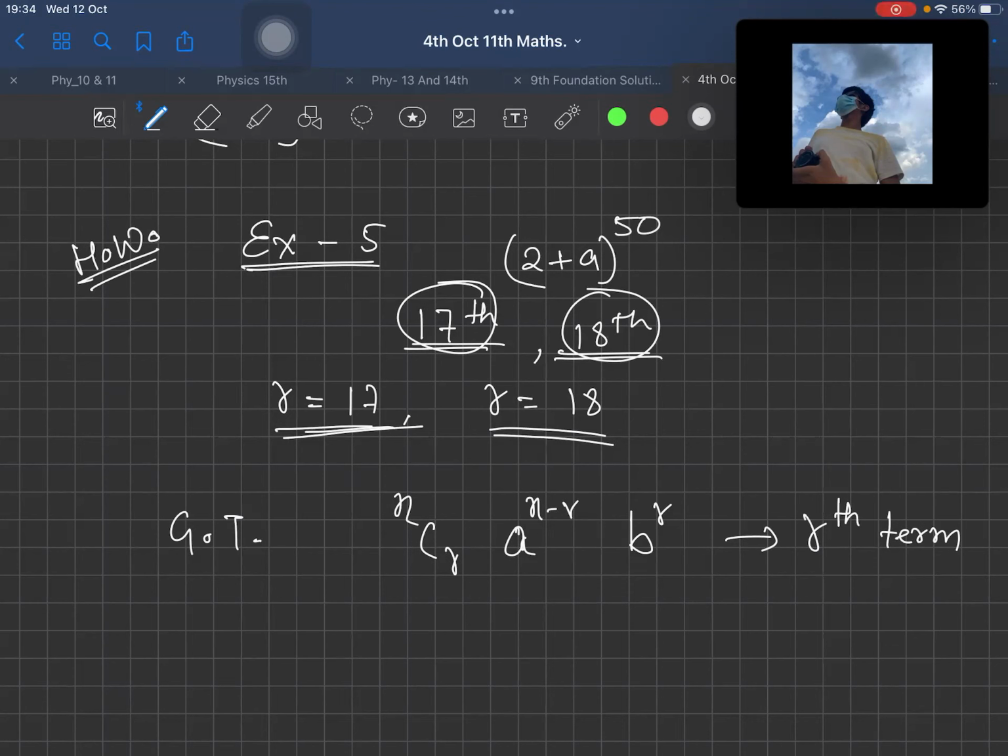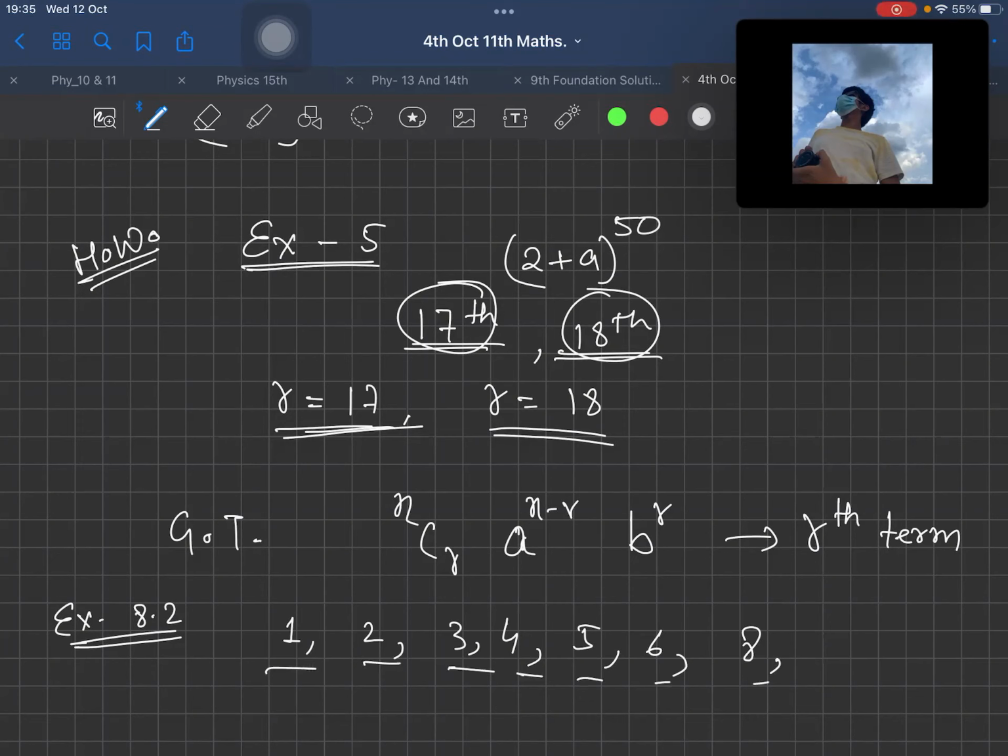Yes, example 5. And in exercise 8.2, do question numbers 1, 2, 3, 4, 5, 6, 8. Till this far you do.